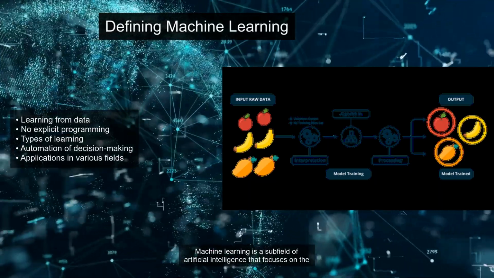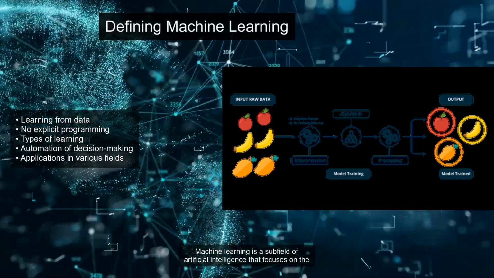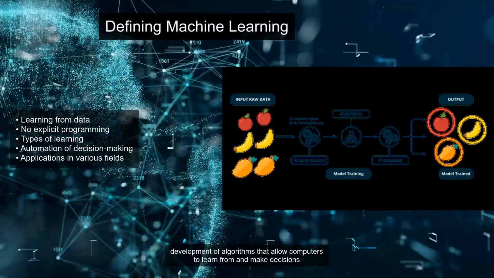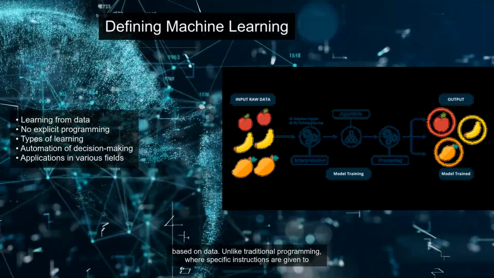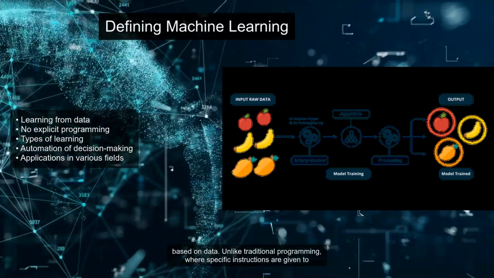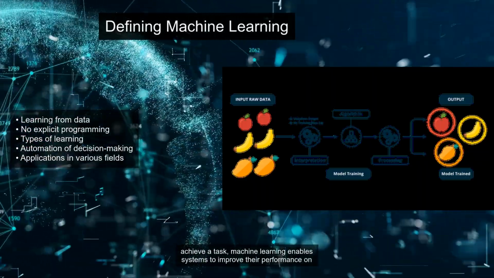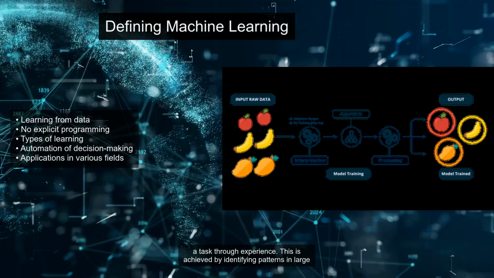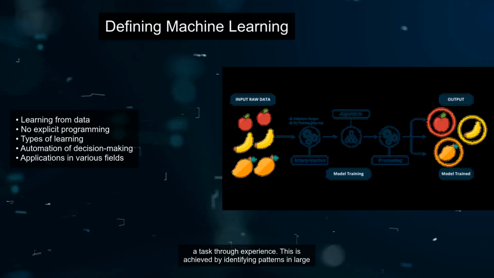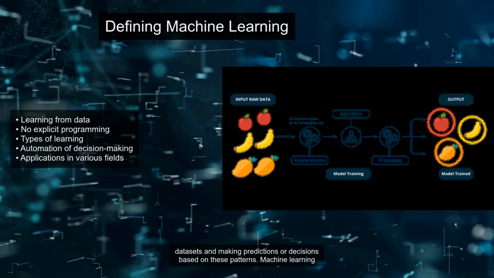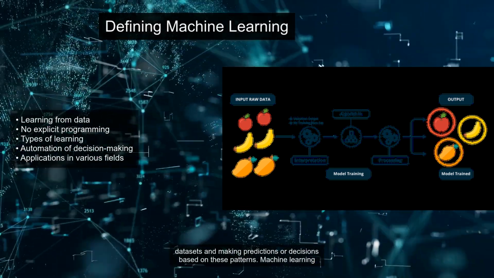Machine learning is a subfield of artificial intelligence that focuses on the development of algorithms that allow computers to learn from and make decisions based on data. Unlike traditional programming, where specific instructions are given to achieve a task, machine learning enables systems to improve their performance on a task through experience. This is achieved by identifying patterns in large datasets and making predictions or decisions based on these patterns.